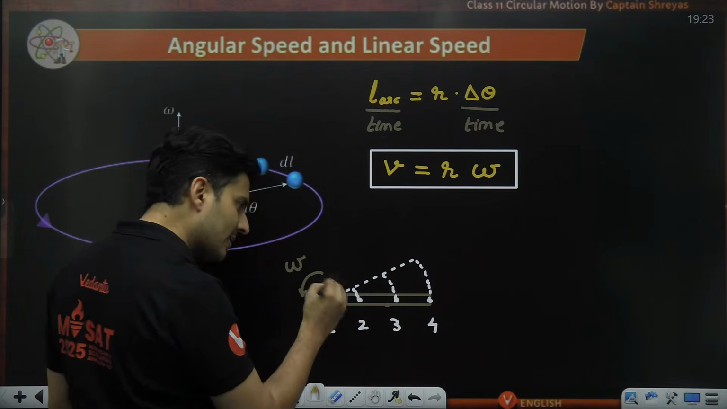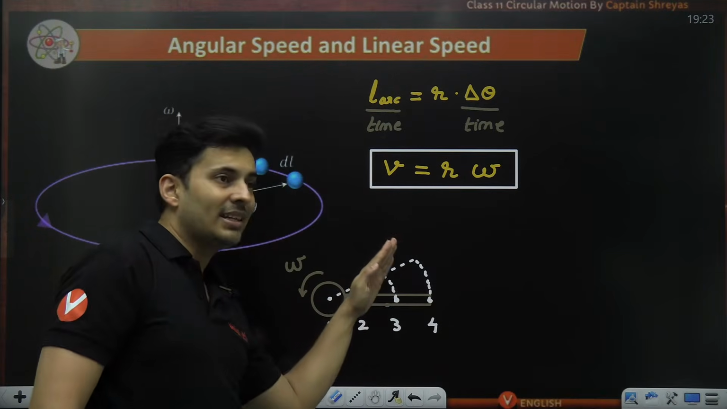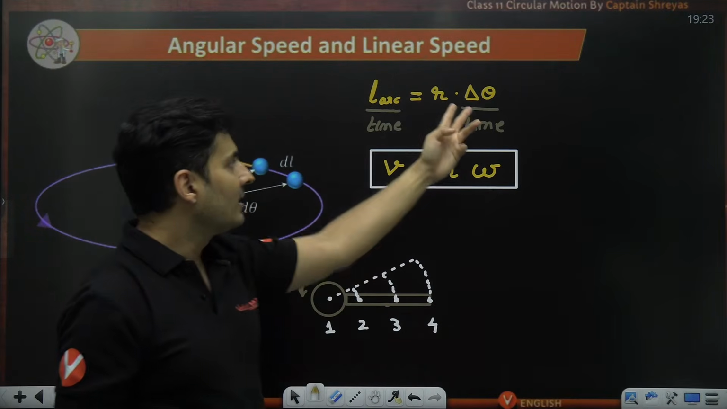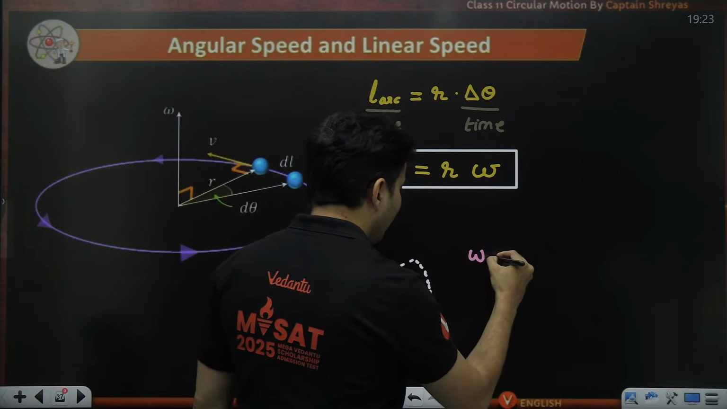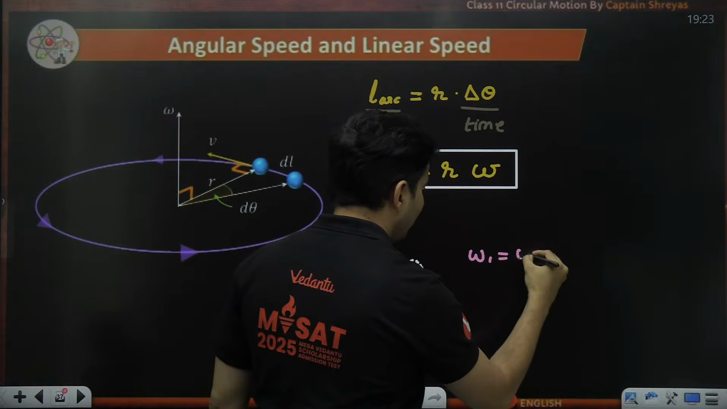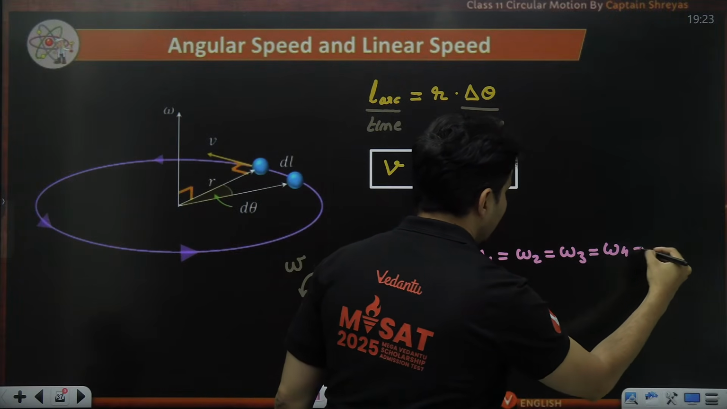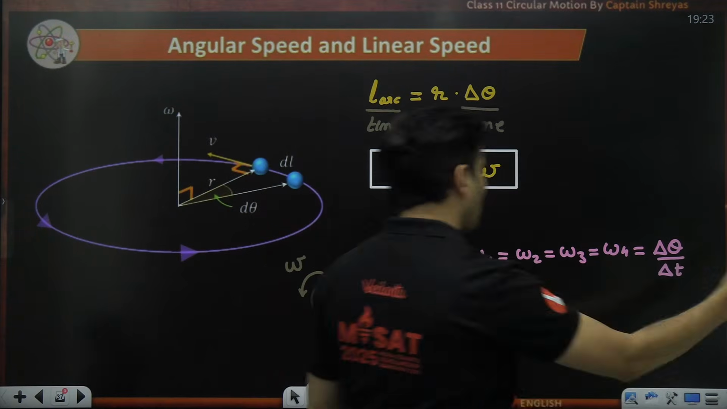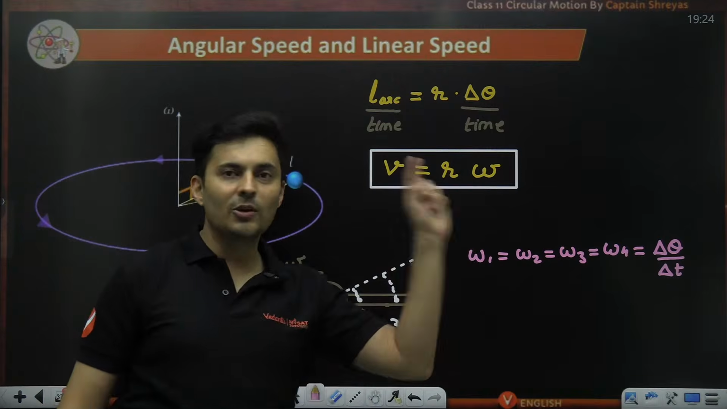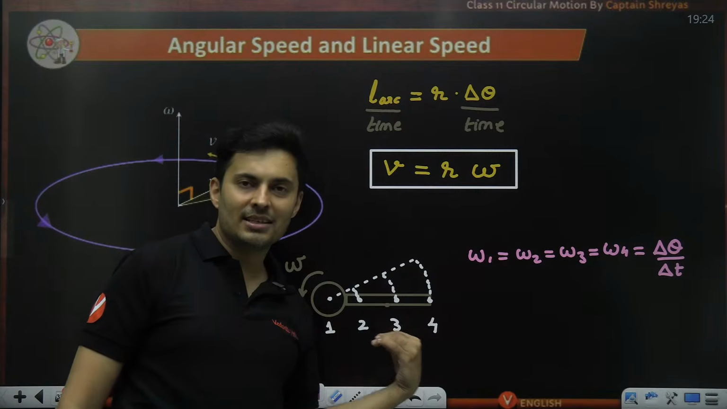This is a point. It has rotated by that angle. So all of them have rotated by the same angle in the same time. So actually speaking, omega is the same, because delta theta is the same. All of them have the same angular velocity. A lot of people think, sir, 4 has more speed, 3 has less speed, etc.